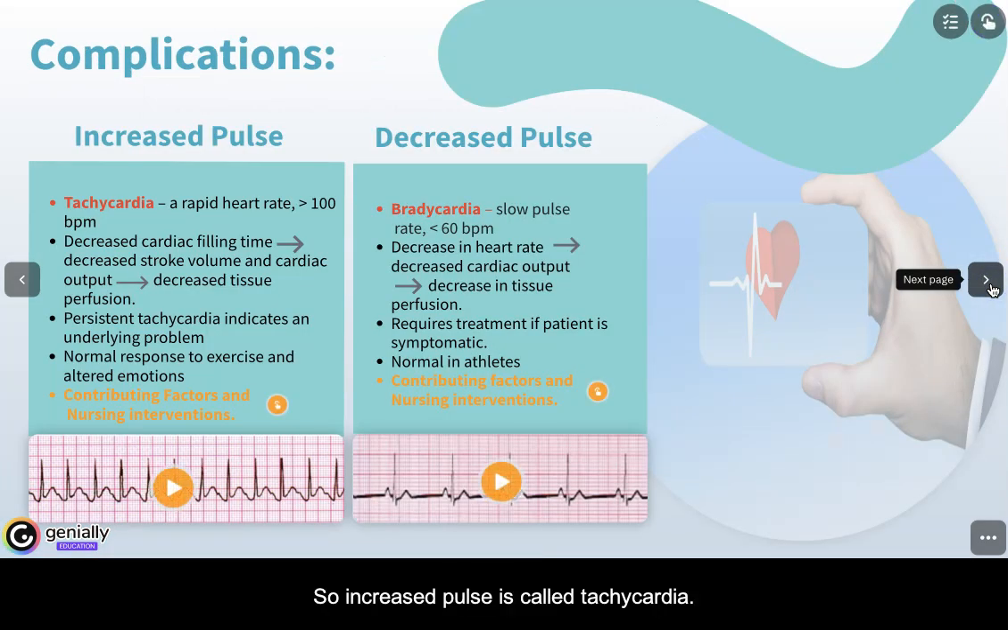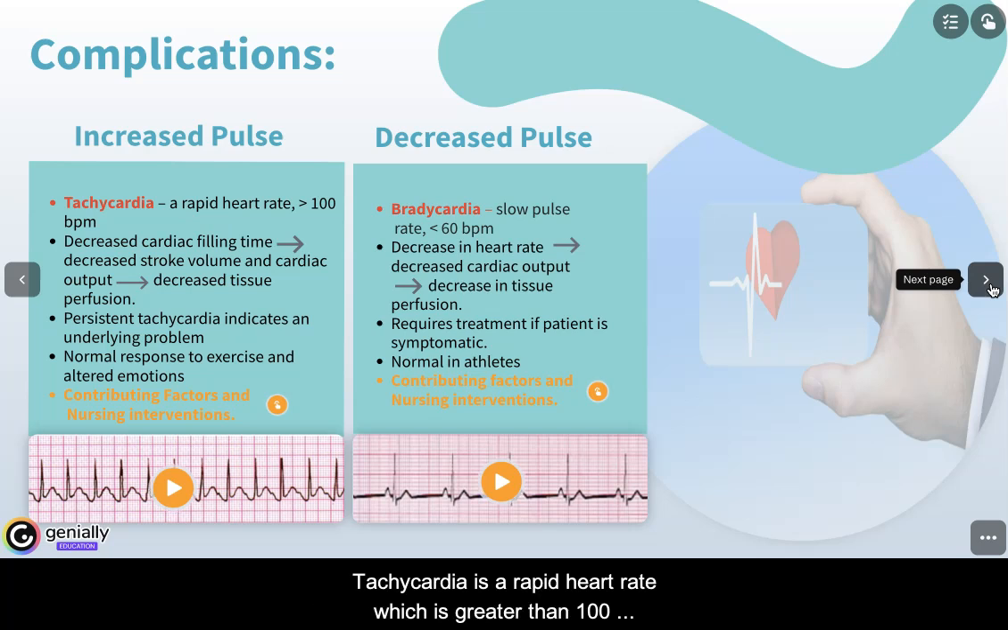So increased pulse is called tachycardia. Tachycardia is a rapid heart rate, which is greater than 100 beats per minute. If you notice, these are keywords again in red: tachycardia. Decreased cardiac filling time leads to decreased stroke volume, and decreased cardiac output leads to decreased perfusion. Persistent tachycardia indicates an underlying problem. So if the person always has a really high heart rate, that shows there is some underlying problem. Tachycardia is a normal response to exercise. If you go running up a mountain, then obviously your heart rate is going to go up.